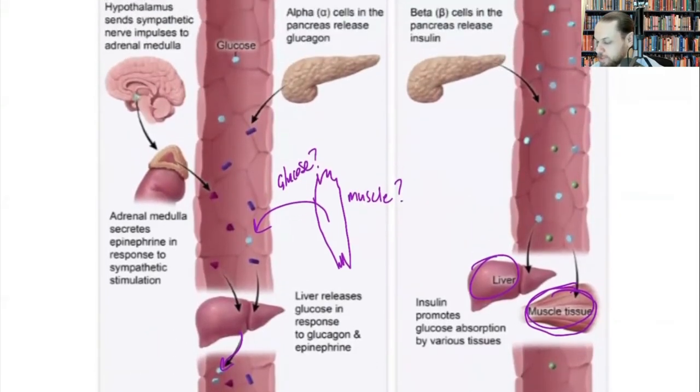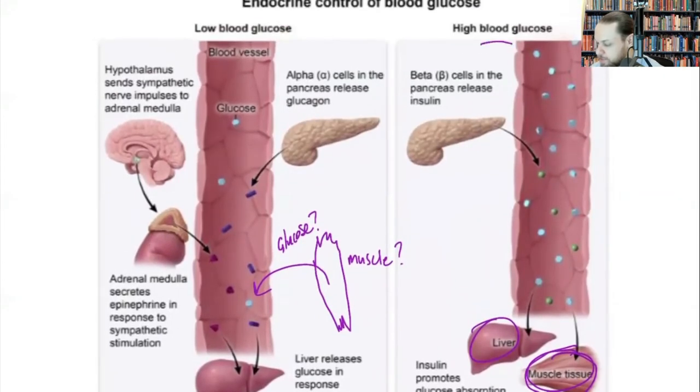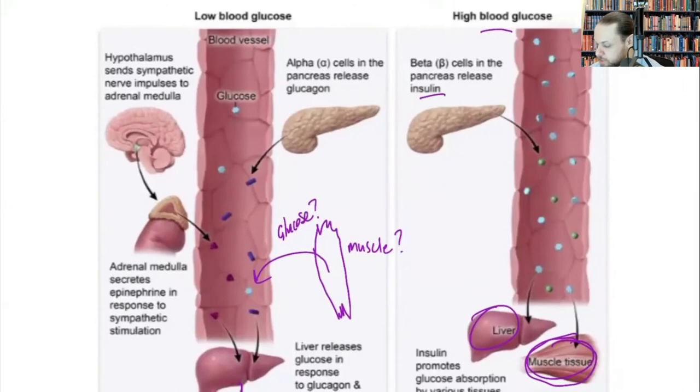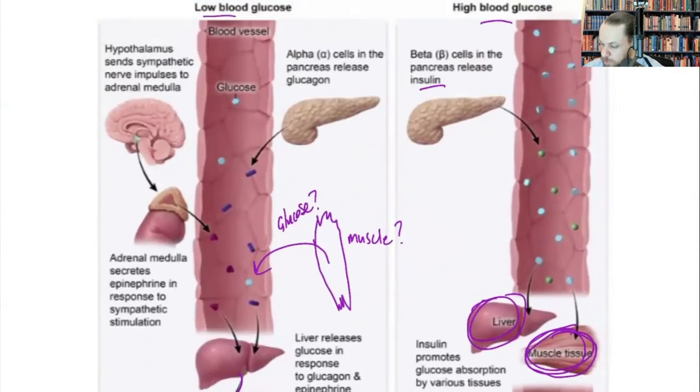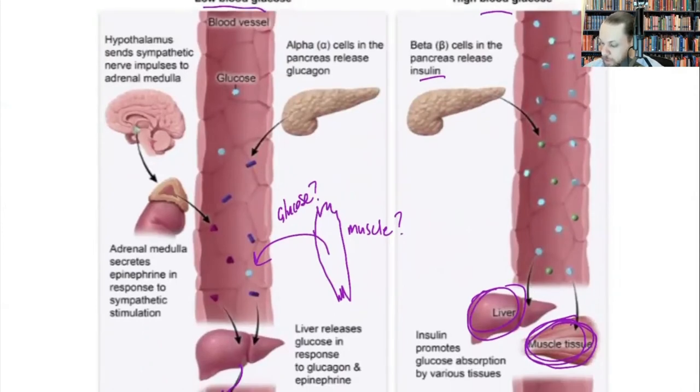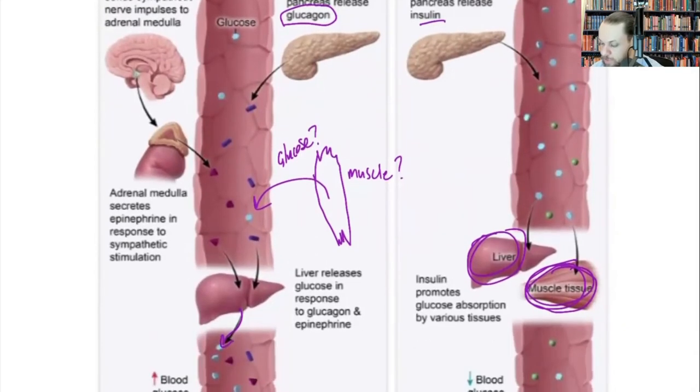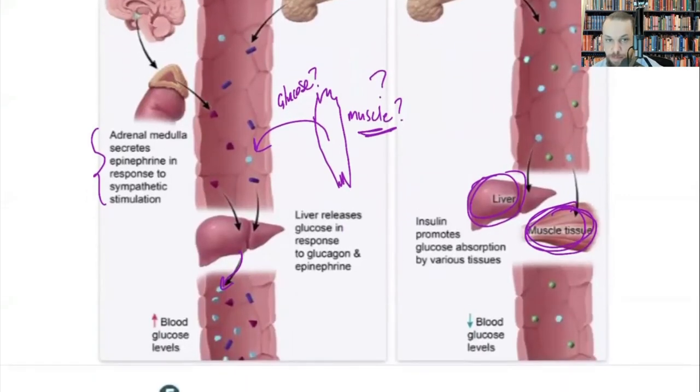So it seems logical. If you have high blood glucose, and then the pancreas releases insulin, you store it in the liver, you store it in the muscle tissue, for the time when you need to break it apart. But how come in this picture, on the left-hand side where it's low blood glucose, we have glucagon coming in, and you have the counter-regulatory hormones like epinephrine, which is going to cause the liver to secrete the glycogen stores. How come muscle is not shown here? What do you guys think?